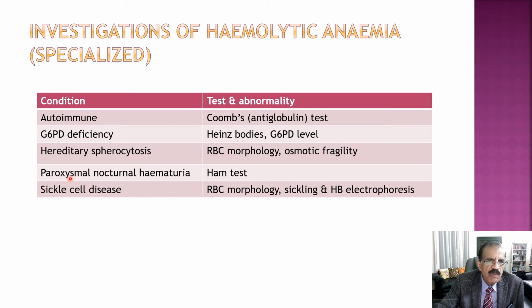Then in paroxysmal nocturnal hemoglobinuria, the Ham test is positive, and in sickle cell disease, RBC morphology will show sickle type of cells, and there may be abnormality in hemoglobin electrophoresis because you will be able to detect hemoglobin S in hemoglobin electrophoresis. So these are special tests in special types of hemolytic anemias, and in the previous slide I showed common tests which may be present in most, if not all, cases of hemolytic anemias. The diagnosis of hemolytic anemia is always very challenging, as I told you earlier.